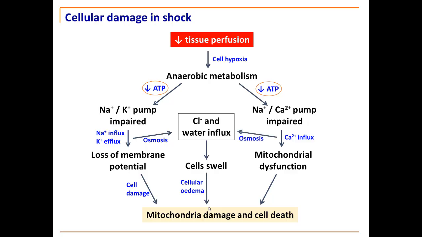And the other thing, of course, is that lactic acid in itself increases the permeability of membranes as well as affecting ion pumps. So there are multiple mechanisms going on when you get decreased tissue perfusion that eventually start to lead to mitochondrial damage and cell death.